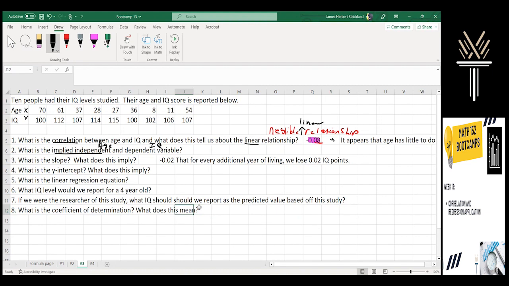Now, what's the y-intercept and what does that imply? Let's find it. Intercept, y values, and our age values. So that implies that at birth, we have an IQ of 108 points. But this is beyond the scope of our data.